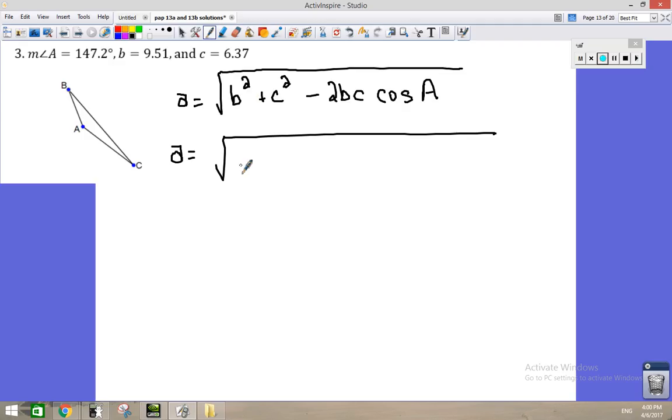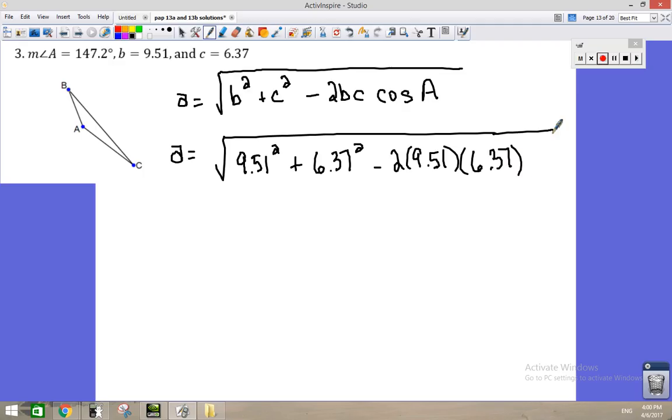Alright, so we're going to replace B with 9.51. Don't forget to square it. We're going to replace C with 6.37 and square it. Subtract 2 times this product of these two values and the cosine of this obtuse angle.